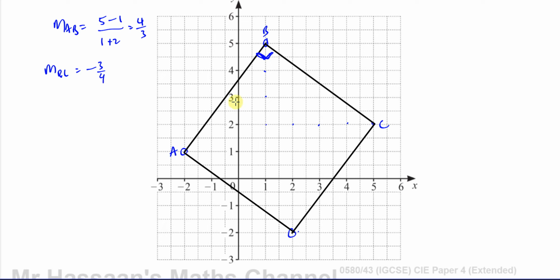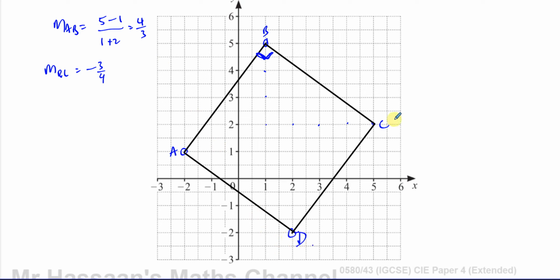Okay, we could have even said from B to C, you've got to go 4 minus 3. From A to D, we've got to go 4 minus 3. Could have done it that way as well, because the opposite sides are parallel to each other.